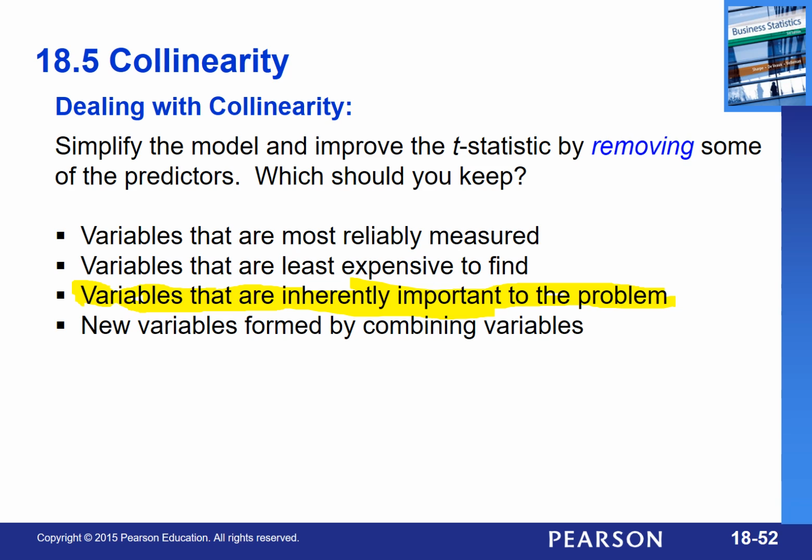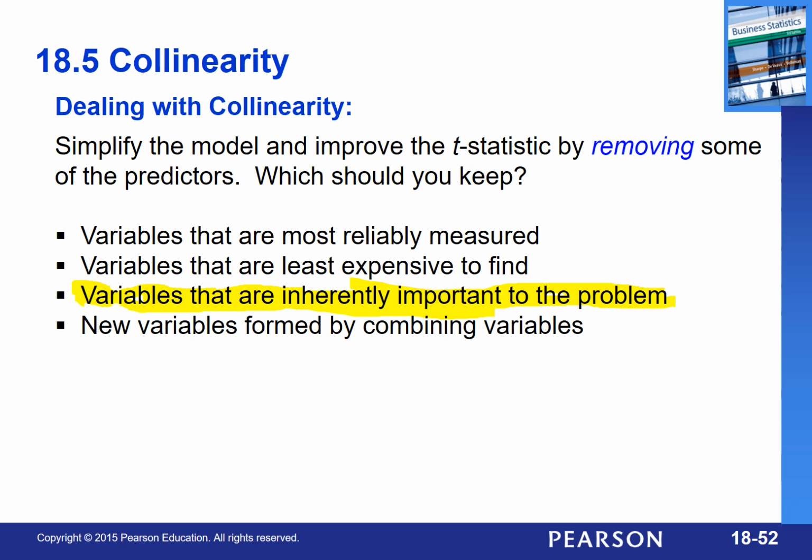Variables that are inherently important to the problem. This one's a little bit harder to judge. For instance, in the roller coaster example, I know that many of mine are gravity driven, and therefore I definitely should keep either height or drop, because there must be something in the way that the coaster begins its travel to indicate how it's going to behave. And I think that that is incredibly important, and that's a judgment call.